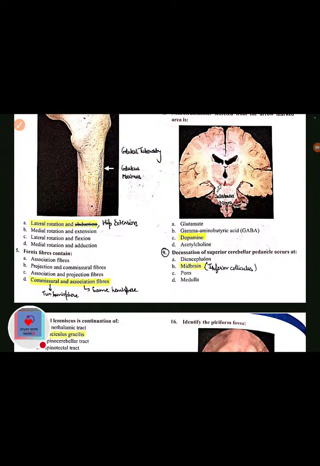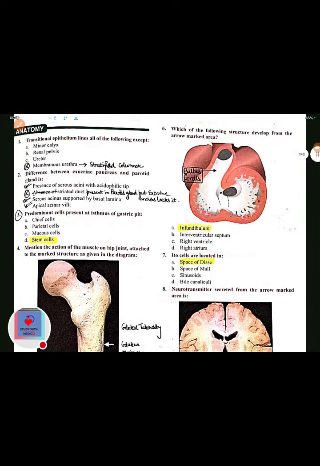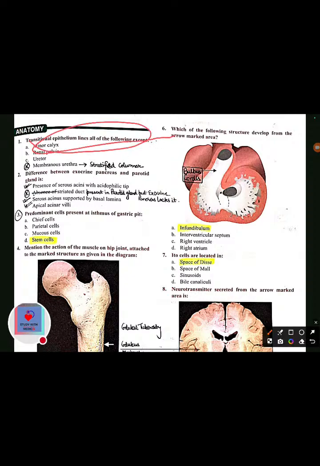Okay, anyways, let's discuss it very quickly. So transitional epithelium lines all the following. Transitional epithelium is present in the urinary tract, the internal parts like minor calyx, renal pelvis, ureter. But the penile urethra is outside, so it is stratified columnar.